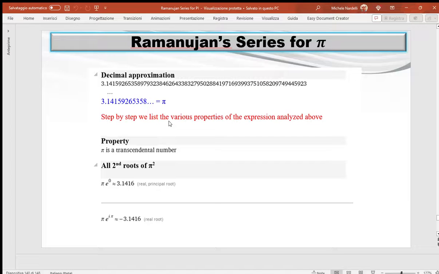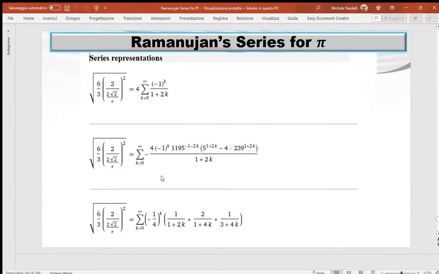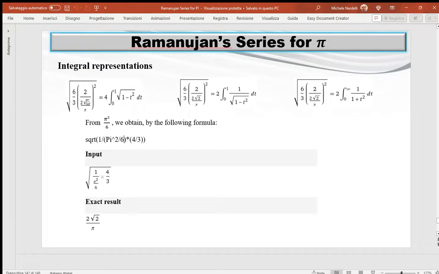Also here we have the various properties of the expression analyzed. Practically pi is a transcendental number. The roots of pi squared, the series representation, the integral representation.